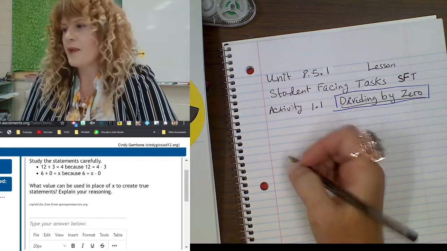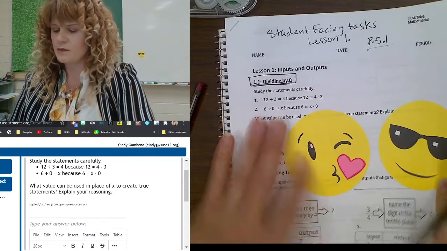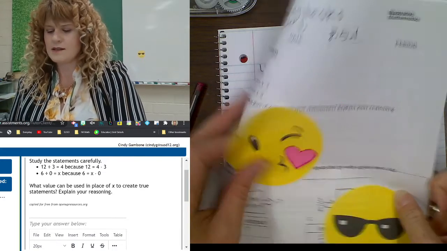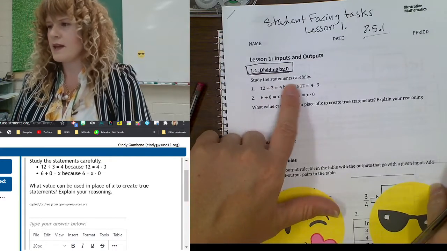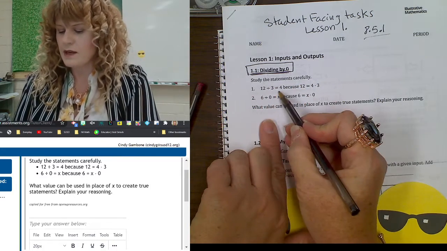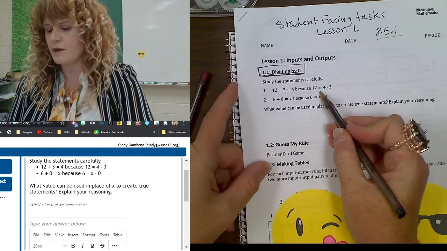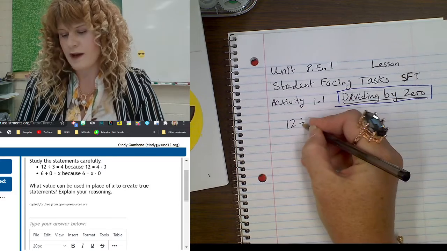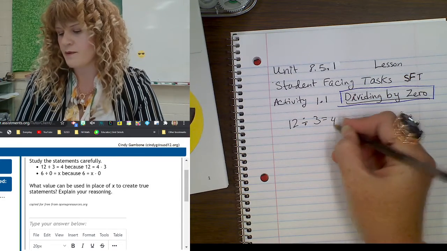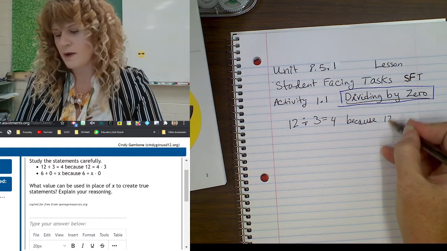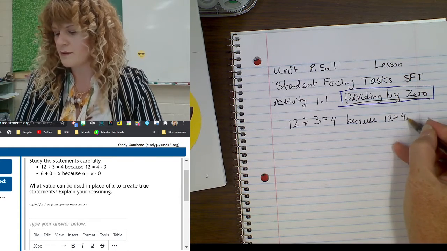And it says, now in your notes, you don't want to write down the whole problem, right? Just write down what's important or what you learned. It says, study the statements carefully. 12 divided by 3 equals 4 because 12 equals 4 times 3. Let's go ahead and write that down. 12 divided by 3 equals 4 because 12 equals 4 times 3.